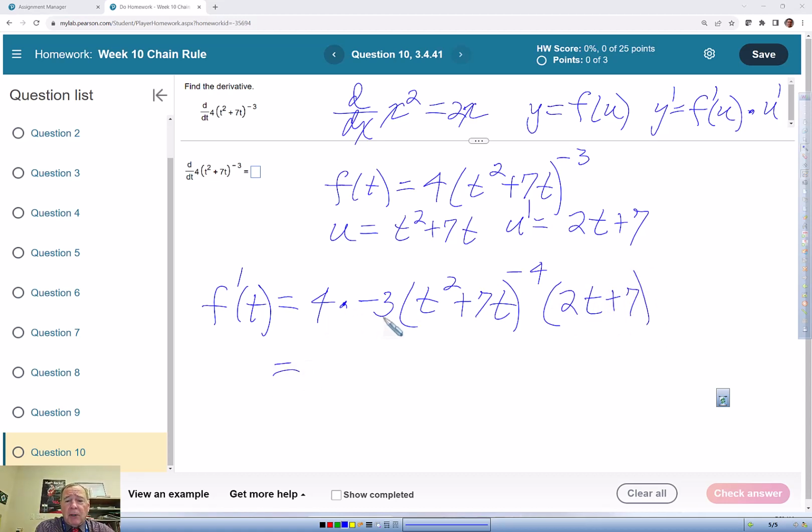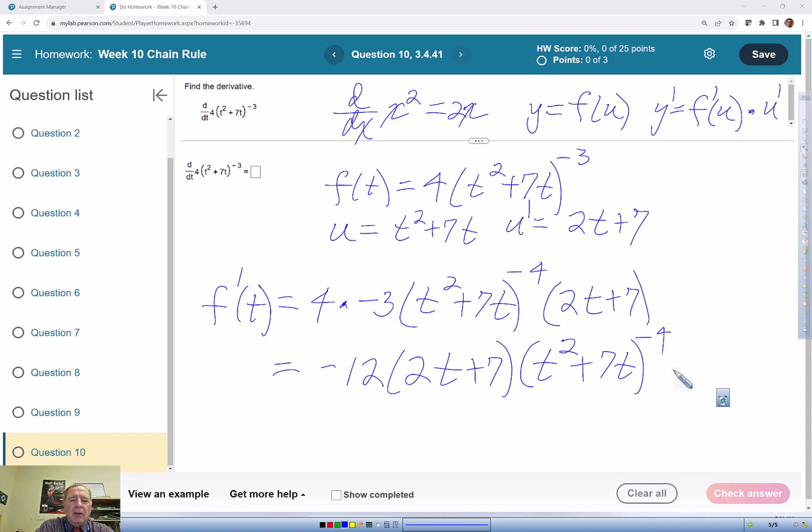So to clean this up a little bit, we're going to go ahead and simplify this to negative 12 times 2t plus 7 times t squared plus 7t to the negative fourth. Perfectly good answer. The book should take that. But what the calculator will come up with, and what most people would simplify to, is negative 12 times parentheses 2t plus 7, close the parentheses, and then move this across the fraction bar and make this exponent positive. T squared plus 7t to the positive fourth.